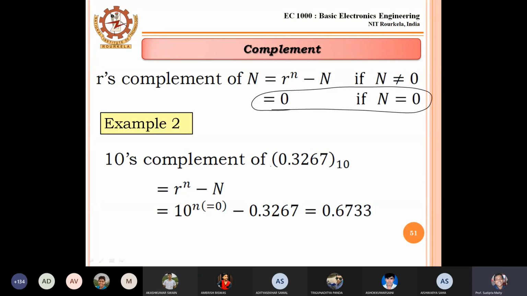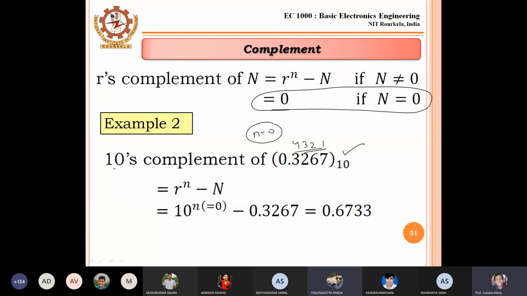So tens complement, second example. Let's go to the second example. The tens complement of this number. Now how many bits are there? 1, 2, 3, 4. Is it this one or n equal to 0? Which one should be the correct answer?